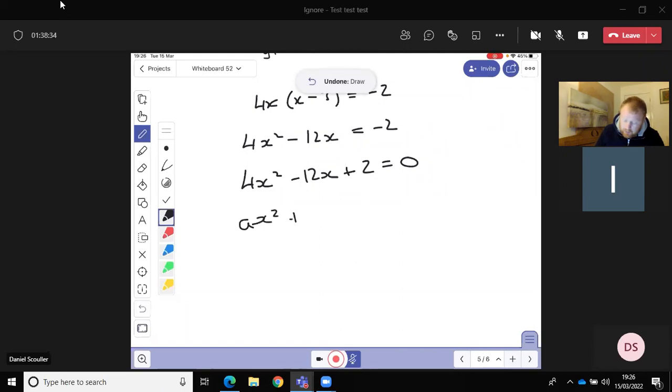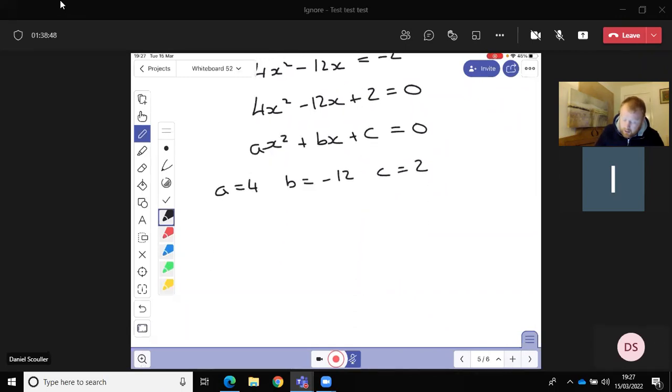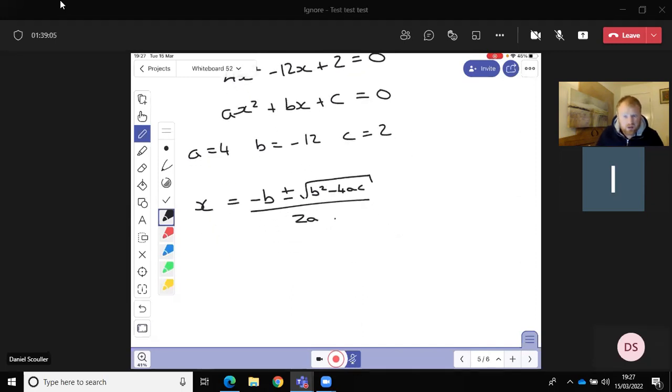So write that ax squared equals bx plus c underneath it. That means a is equal to 4, b is equal to -12, and c is equal to 2. And then we've got our equation that's given to us in the formula sheet. Now we can substitute our information in.